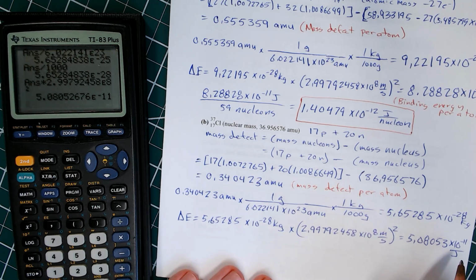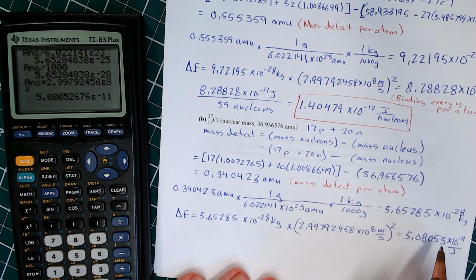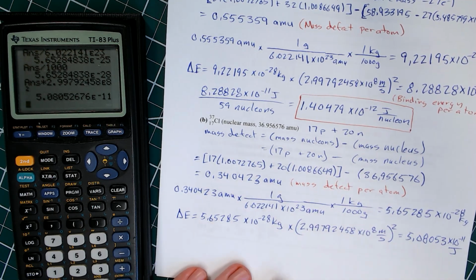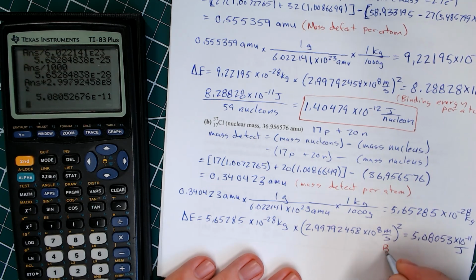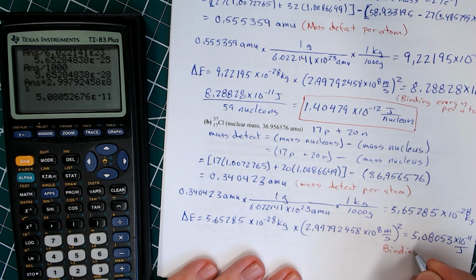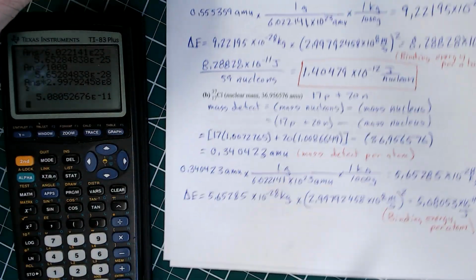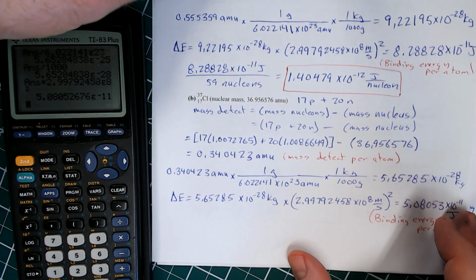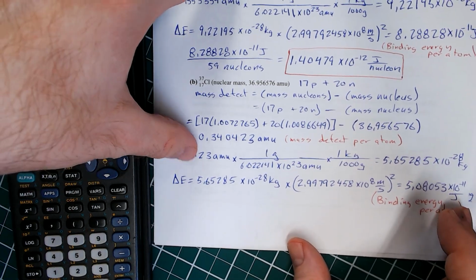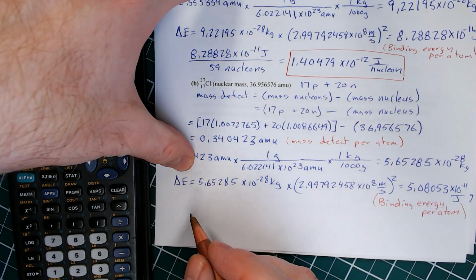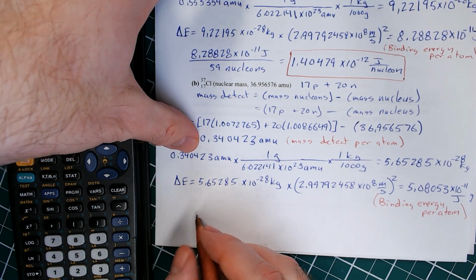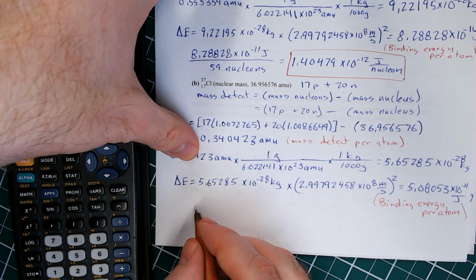Okay, so now we've got that, that is our binding energy per atom. I'll go ahead and write that there. We've got one last little calculation to do, and I know this is a bear, but our last calculation is going to be our binding energy per nucleon.